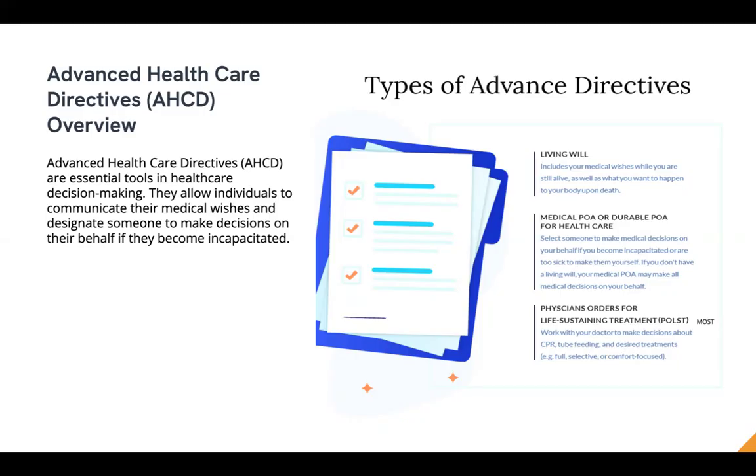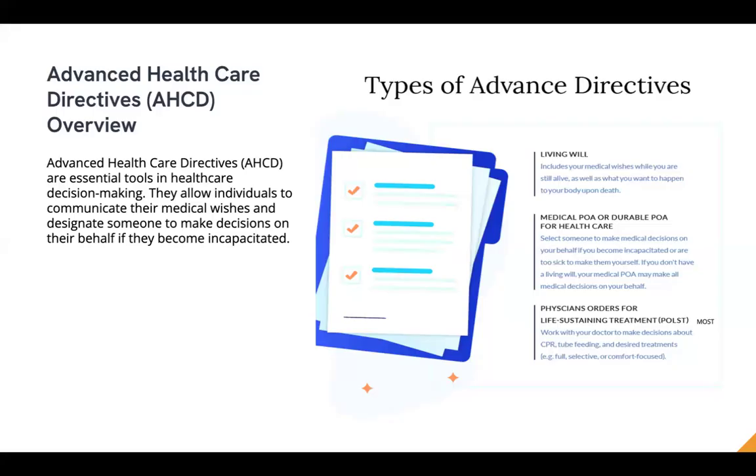Some of the common things that we do see in our world are living wills, and that includes medical wishes while they're still alive, as well as what they want to happen to their body after death. A medical POA, or durable power of attorney for healthcare, selects somebody to make medical decisions on their behalf if they become incapacitated or too sick to make them themselves. If they don't have a living will, the medical POA makes all those medical decisions, taking into consideration what they think is in the person's best interest and what that person would want.